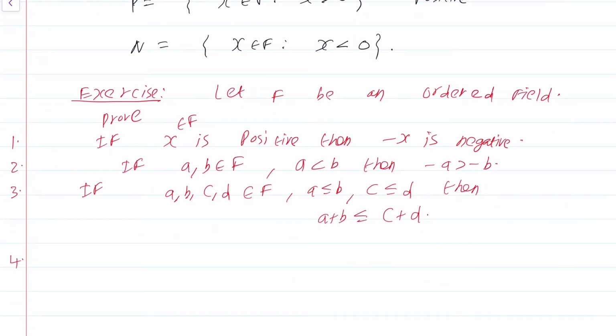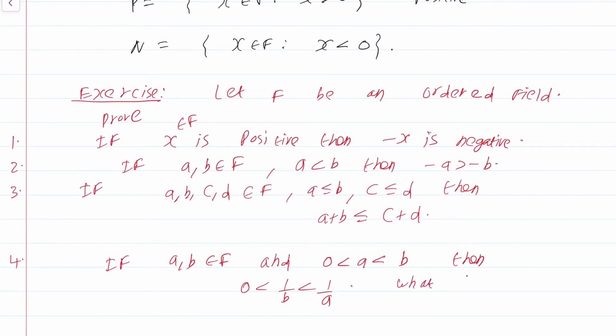4, if a, b are in F and you have 0 less than a, sorry, no less than or equal to 0 less than a less than b, then 0 is less than 1 by b is less than 1 by a. The reciprocal of a larger number will be smaller. Note that 1 by a and 1 by b are the inverses of a and b. It's another notation for the inverses.